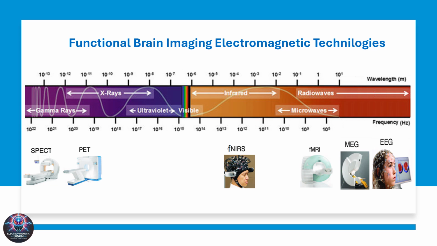fMRI works in the radiofrequency and magnetic regions, measuring blood flow and oxygenation to provide detailed images of brain activity. MEG detects magnetic fields from neural activity, using the low-frequency range to capture real-time brain dynamics with high precision. EEG measures electrical activity directly from the scalp, providing insights into brainwave patterns, useful for diagnosing epilepsy and studying sleep. Each of these technologies offers unique insights into brain function, contributing to a more comprehensive understanding of the brain's activity.